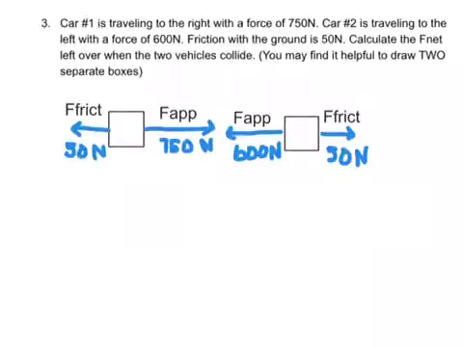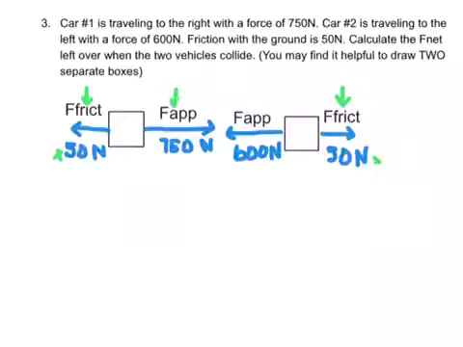Now we need to calculate the net force. First thing we're going to look at are the arrows for friction. We notice that both of these are going in opposite directions. So 50 minus 50 equals 0. So we no longer really need to look at these two numbers.